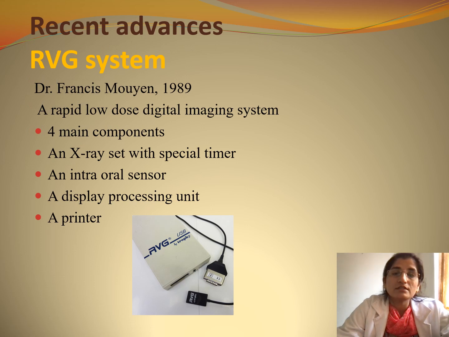Coming to the recent advances in caries diagnostic aids, the RVG system. RVG stands for radiovisiography. This system was introduced by Dr. Francis Mouyen in the year 1989. It consists of four main components, which include an X-ray set with special timer, intraoral sensor, and display processing unit plus printer.